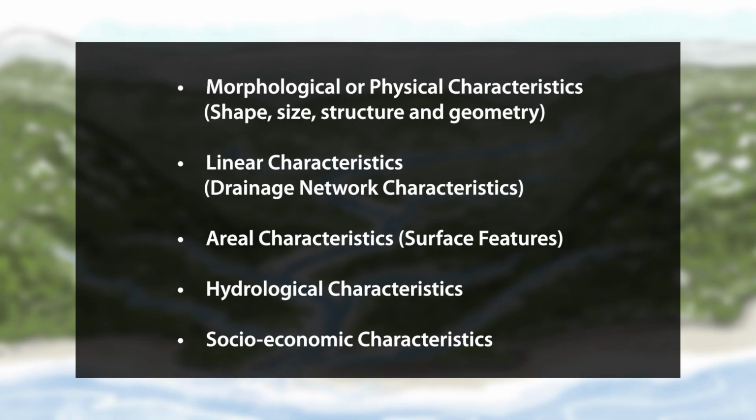Watershed characteristics are generally classified into 5 major categories. First one, morphological or physical characteristics. They include shape, size, structure and geometry of the watershed. Second is linear characteristics that include drainage network characteristics. The third one is aerial characteristics, that is surface features. Fourth one includes hydrological characteristics and the last one, that is fifth, that is socio-economic characteristics.